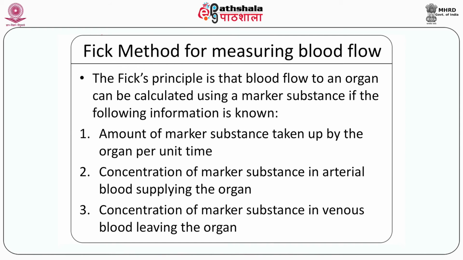So, how to calculate the blood flow through an organ by using the Fick method? On the basis of the Fick principle, the blood flow to an organ can be calculated using a marker substance. For this, the following information should be known. First, the amount of marker substance taken up by the organ per unit time. Second, the concentration of marker substance in arterial blood supplying the organ. Third, the concentration of marker substance in venous blood leaving the organ.